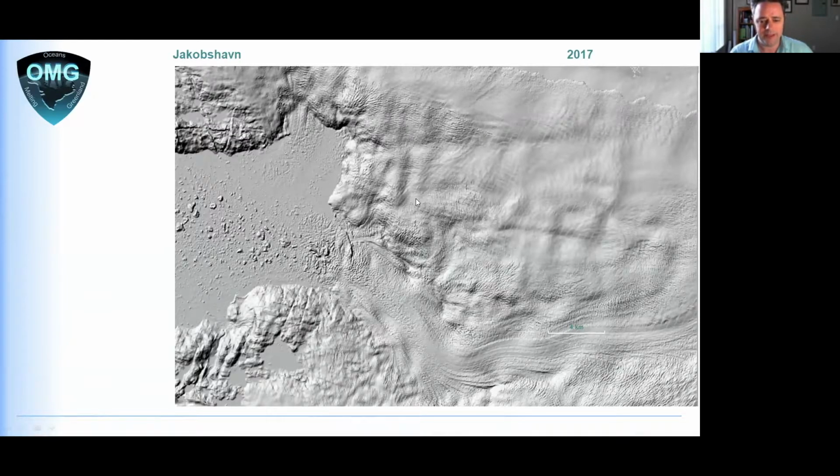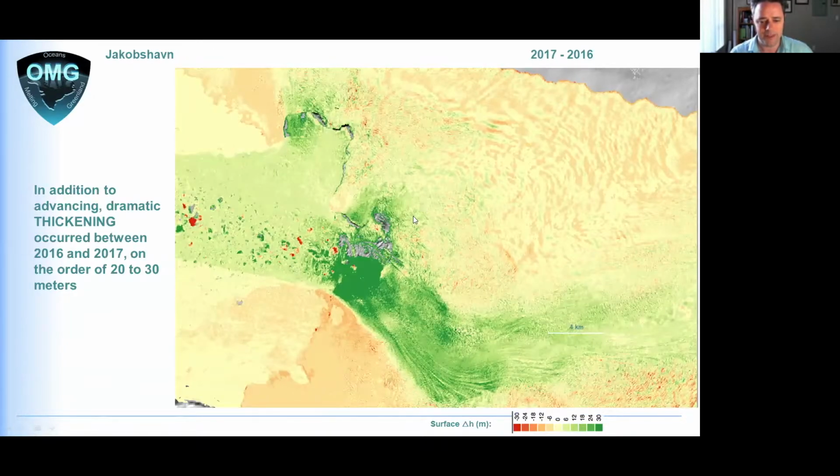If you take the difference of the two elevation maps, you get this. So green here actually shows thickening along the main trunk of Jakobshavn, a thickening by 30-ish meters or so. The end, which is saturated in color, represents the advancement of the edge of the front from here to here. So this was a bit of a surprise.